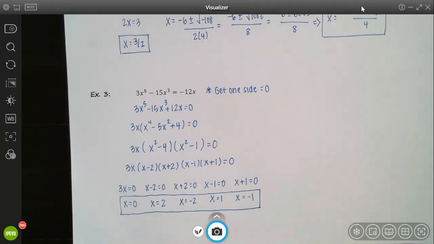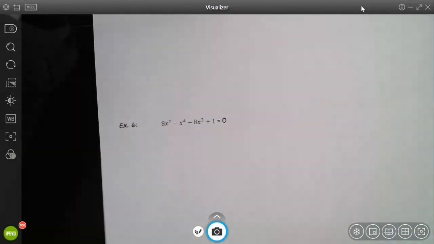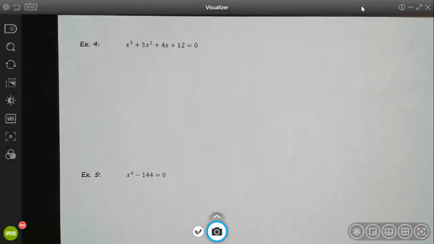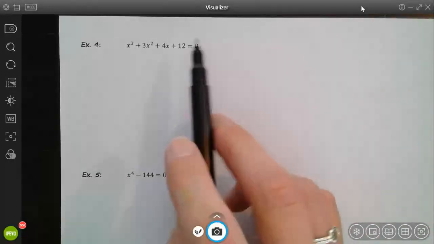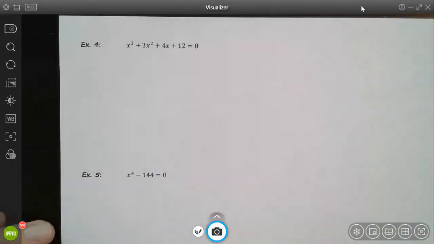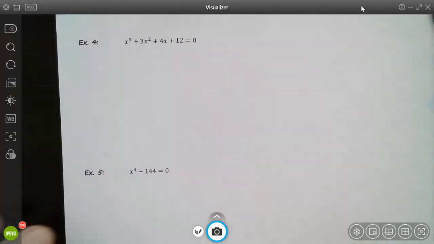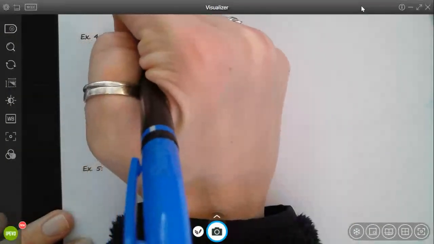All right, let's look at a couple more. So example 4 is a 4-term polynomial. Everything's over to one side. I've got one side equal to 0. So anytime you have a 4-term polynomial, hopefully you're thinking to yourself that you might be able to use a factoring by grouping method here. So I'll group my first 2 terms together, group my last 2 terms together, take out my GCF here of x squared.